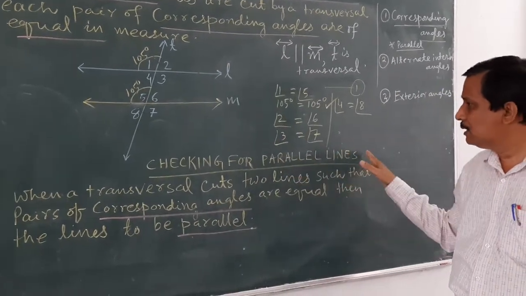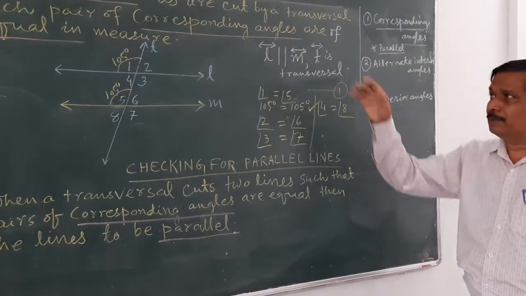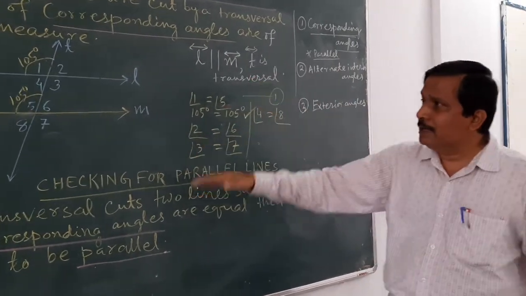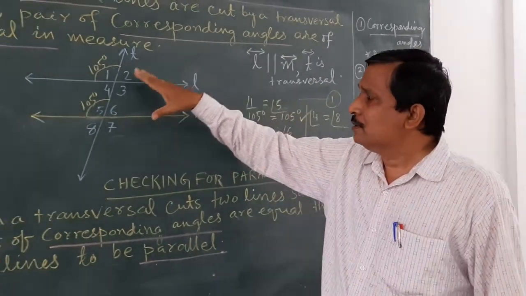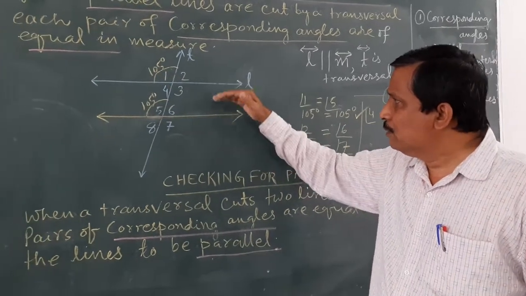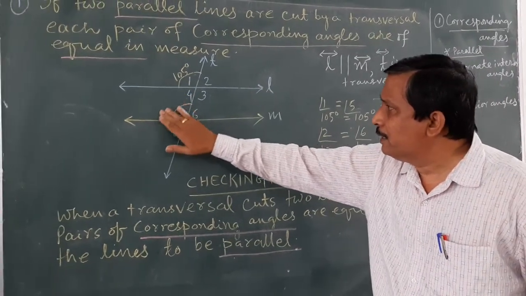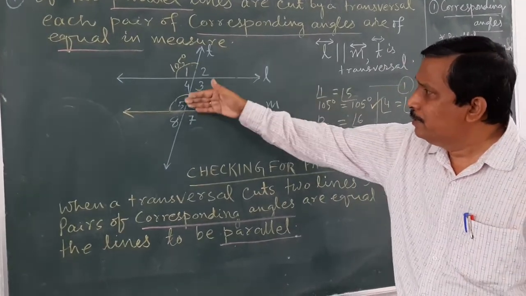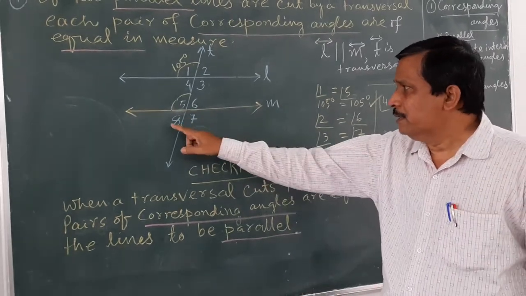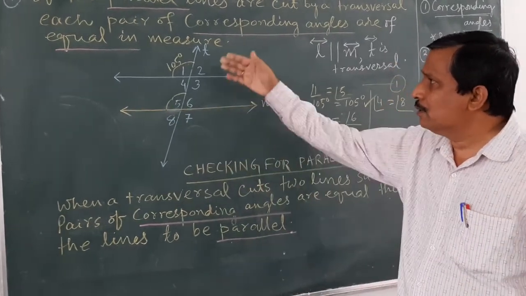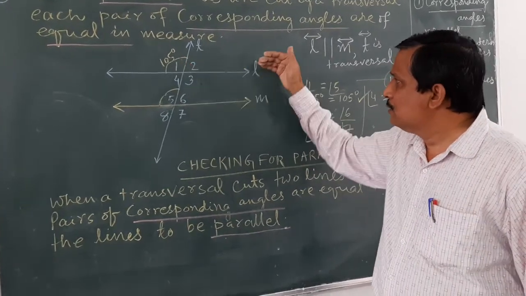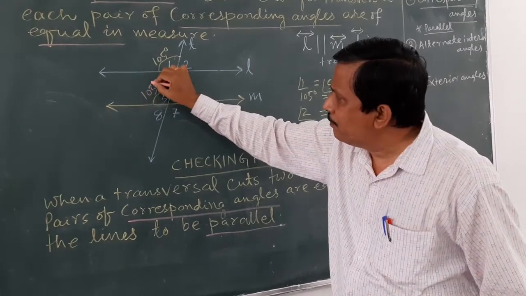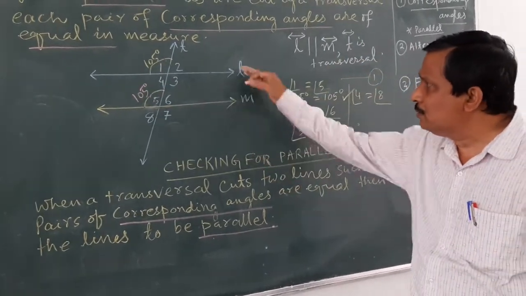So this is the checking for parallel lines. This is the first condition. Again, next is about your corresponding angles. So many questions will come. Suppose one angle is given and the two lines are parallel. Suppose this angle is 105, and the question may come, find the value of 5 or 8 or 7 or 6. So you can calculate because you know that these two lines are parallel. So if it is 105, then automatically it is 105. Blindly you can say that it is 105 because the two lines are parallel.